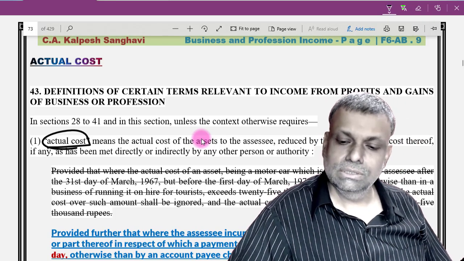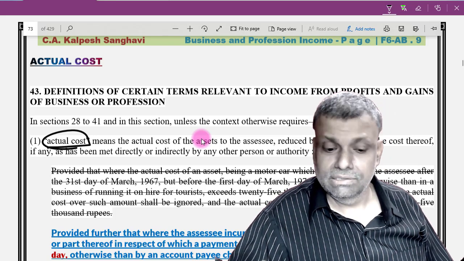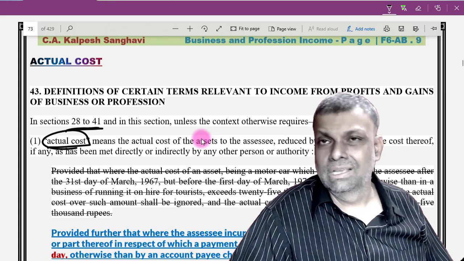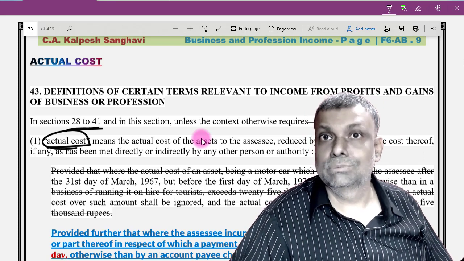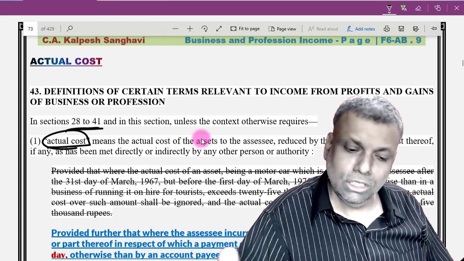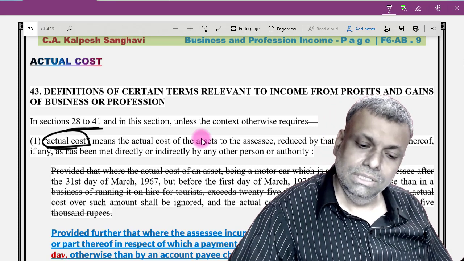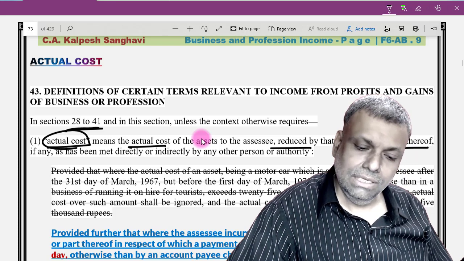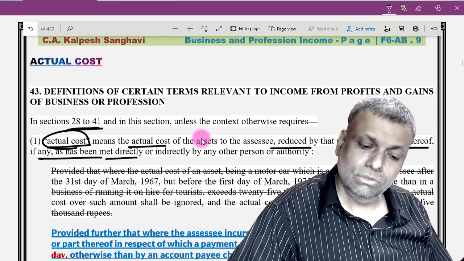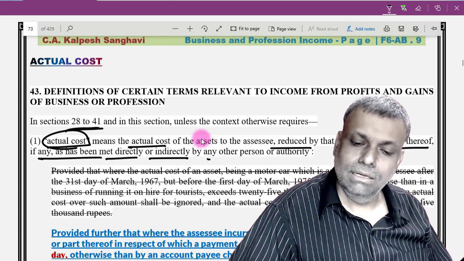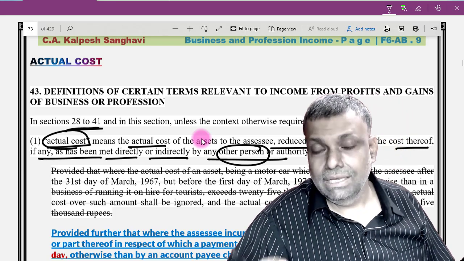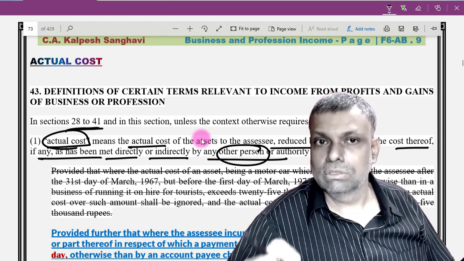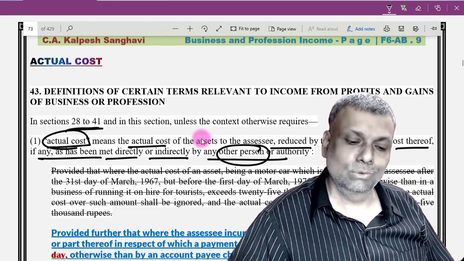Okay. Actual cost which will be considered for the purpose of this entire chapter, because this is a general purpose definition. However, I am teaching you this definition with respect to depreciation, but it is a general purpose definition. Now this actual cost of the asset shall be reduced by the portion of cost, if any, which has been met directly or indirectly by another person. So if your cost is met by someone else, that will not be considered. You should meet the cost. So that will be the actual cost.